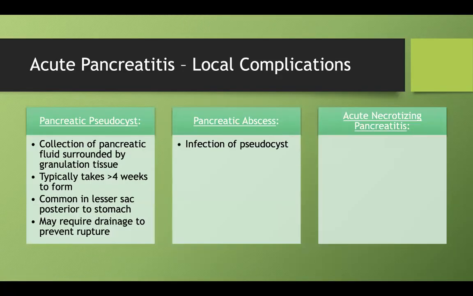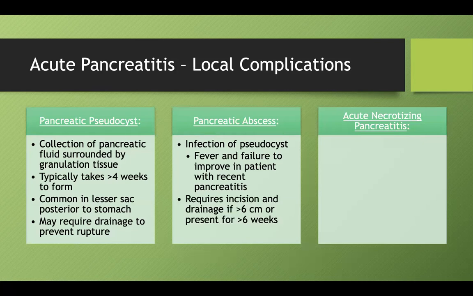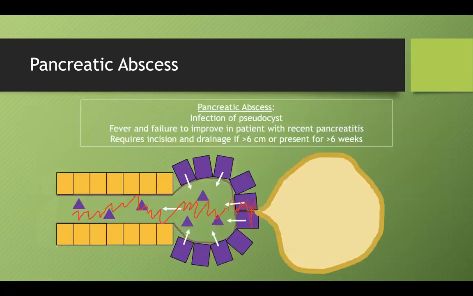And so let's move on to a pancreatic abscess. That's an infection of that pseudocyst. And in these patients, you're going to see a fever and failure to improve in somebody who has recent pancreatitis. And this will require an incision and drainage if it's greater than 6 centimeters or if it's present for more than 6 weeks. So there's like a little 6 and 6 rule for this one.